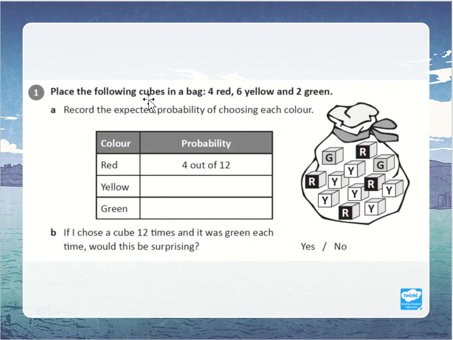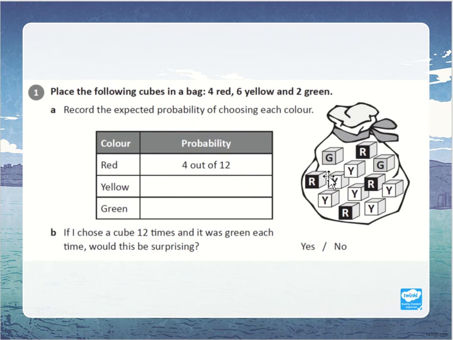If we have a look at these cubes that are put in a bag, if you actually have Legos or some cubes at home and you want to do this, you can do that as well. In this bag there are 4 red cubes, 6 yellow cubes and 2 green ones. See if you can record the probability of choosing each color. What is the probability of choosing red? Because there are a total of 12 cubes and 4 red ones, the probability is 4 out of 12.